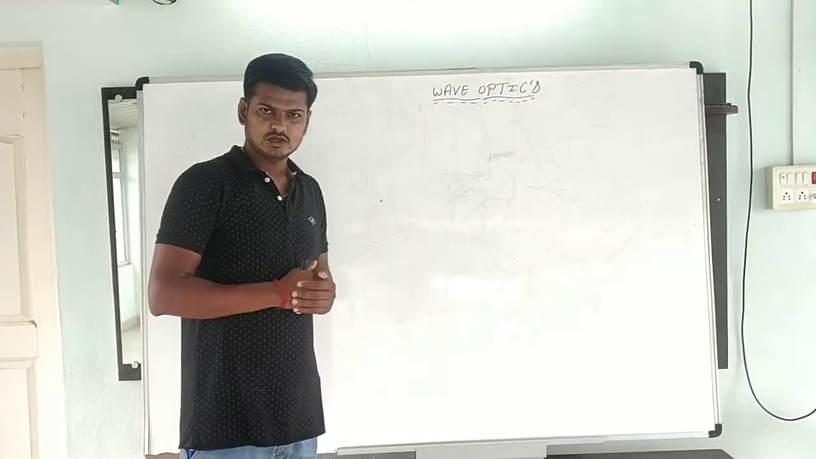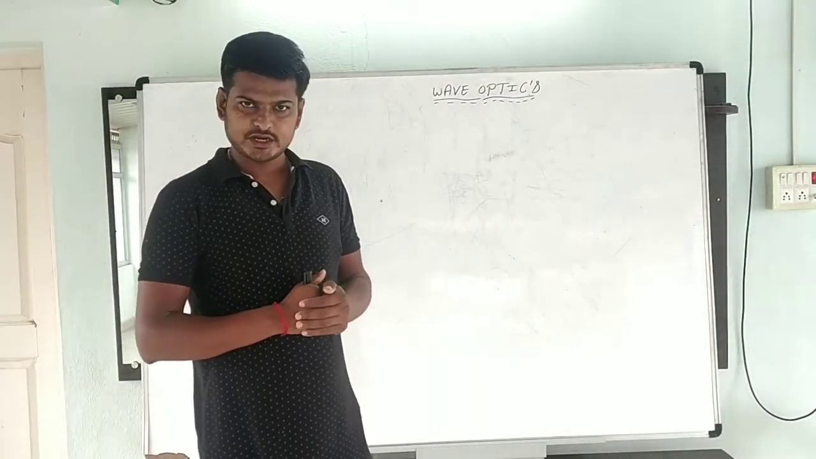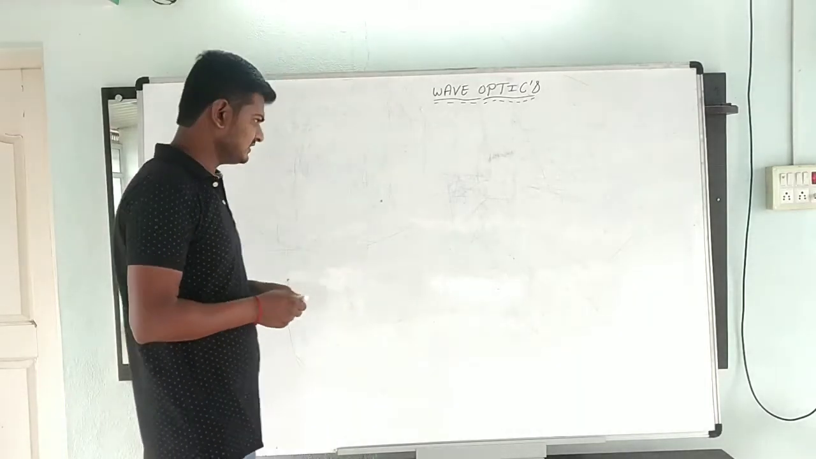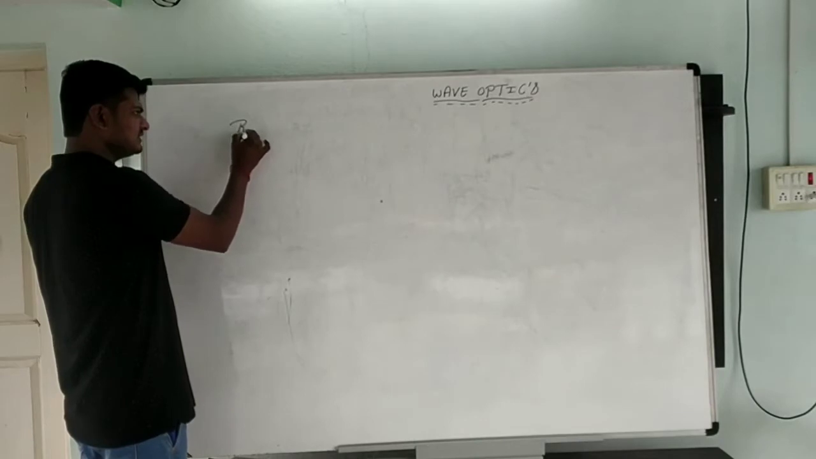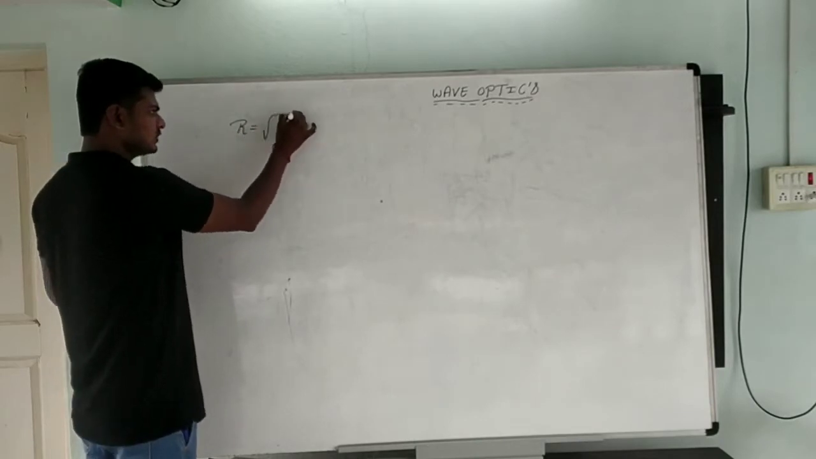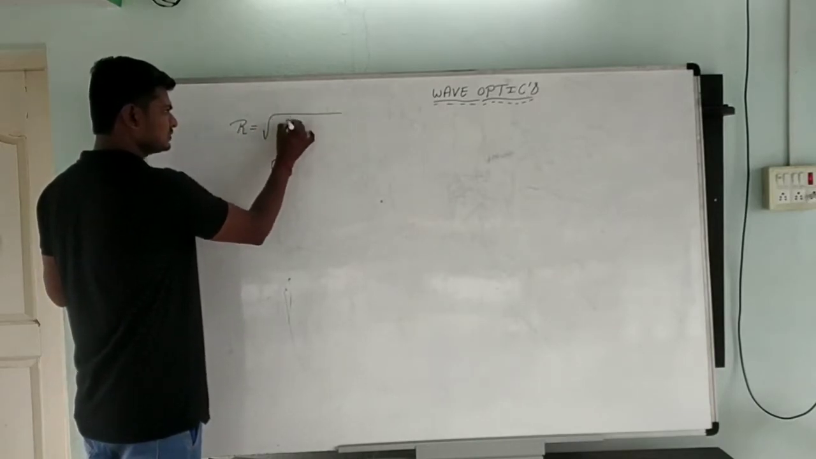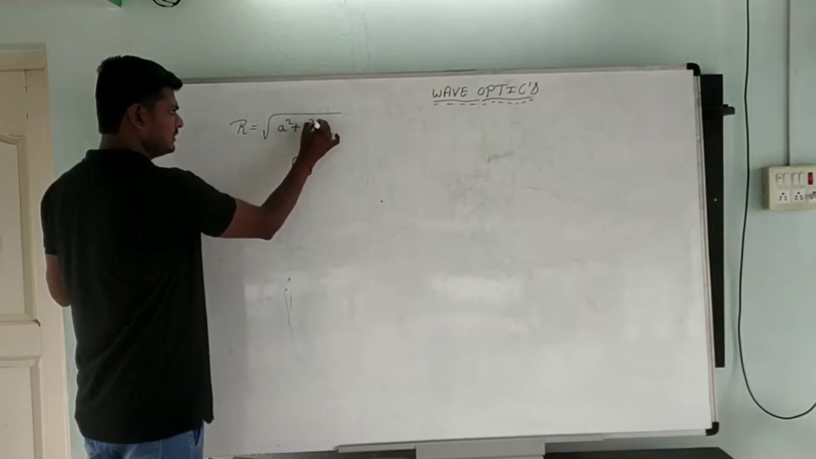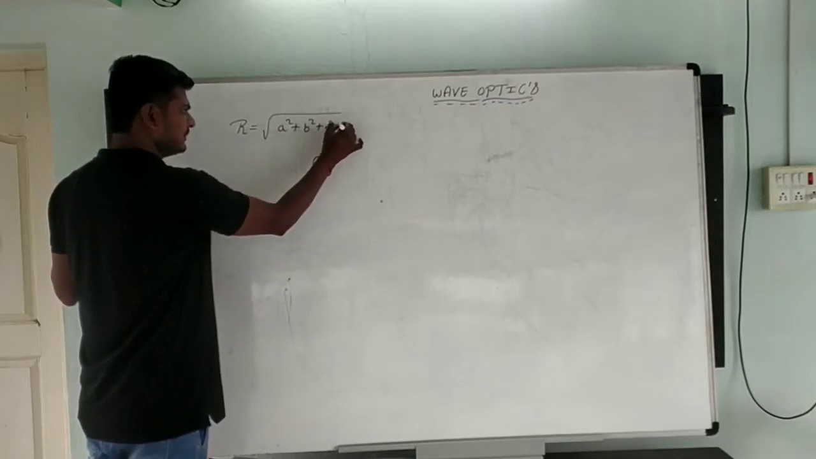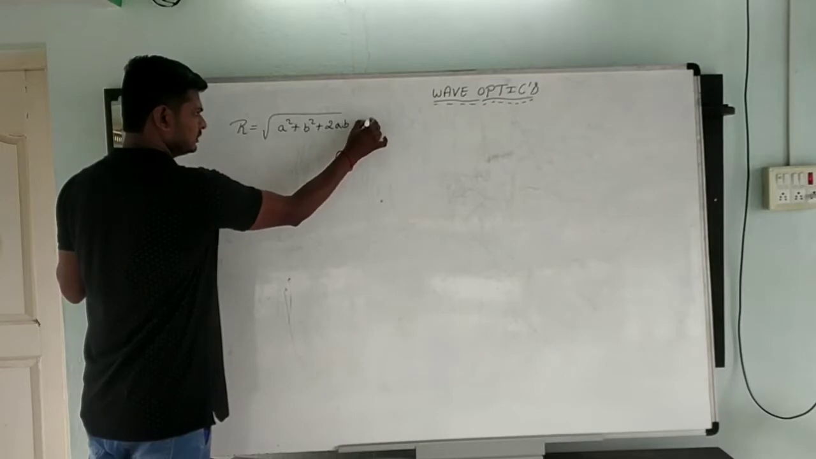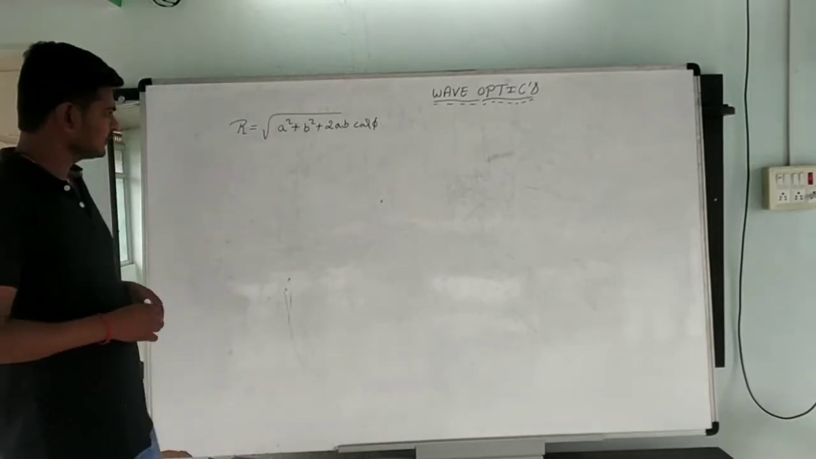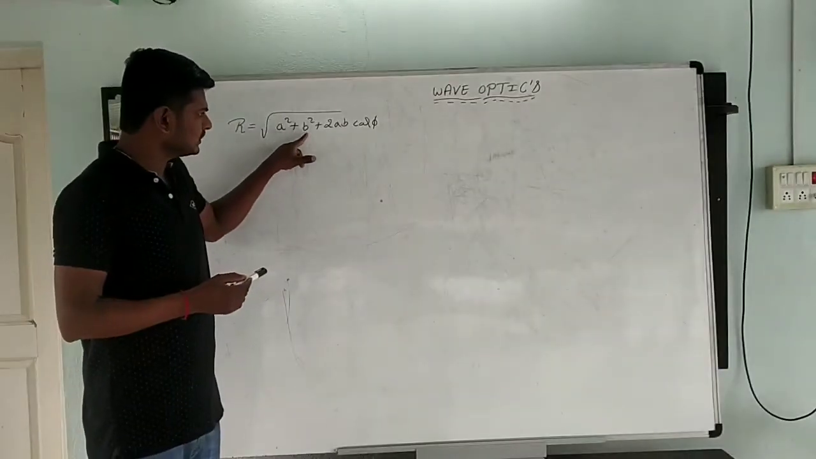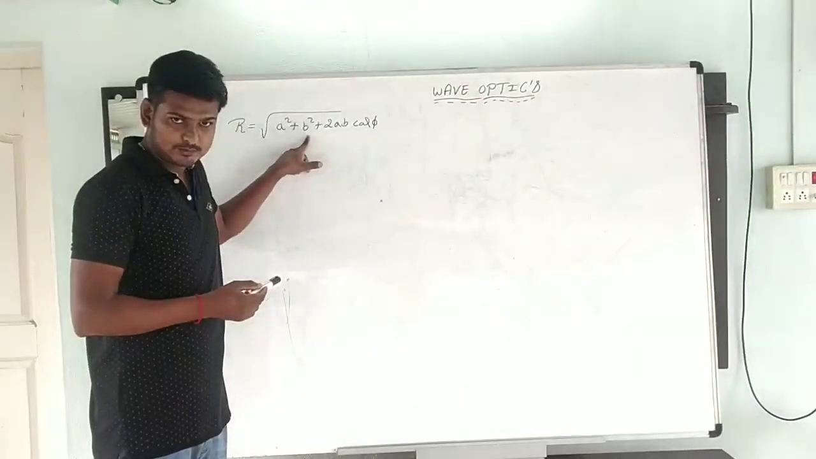Again, last class we discussed the theory of interference. In the theory of interference, we get the expression for resultant amplitude R is equal to root of A square plus B square plus 2AB cos phi.